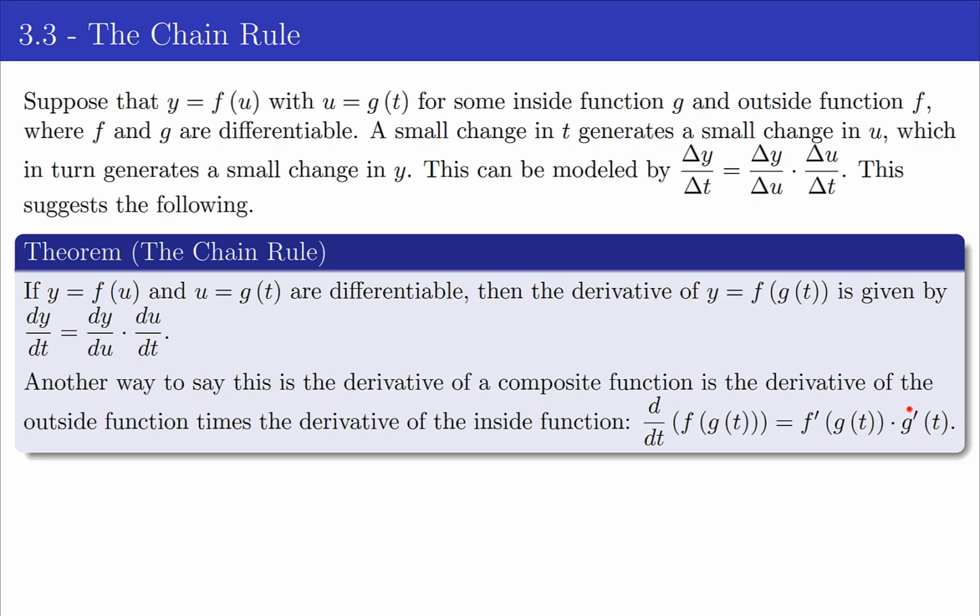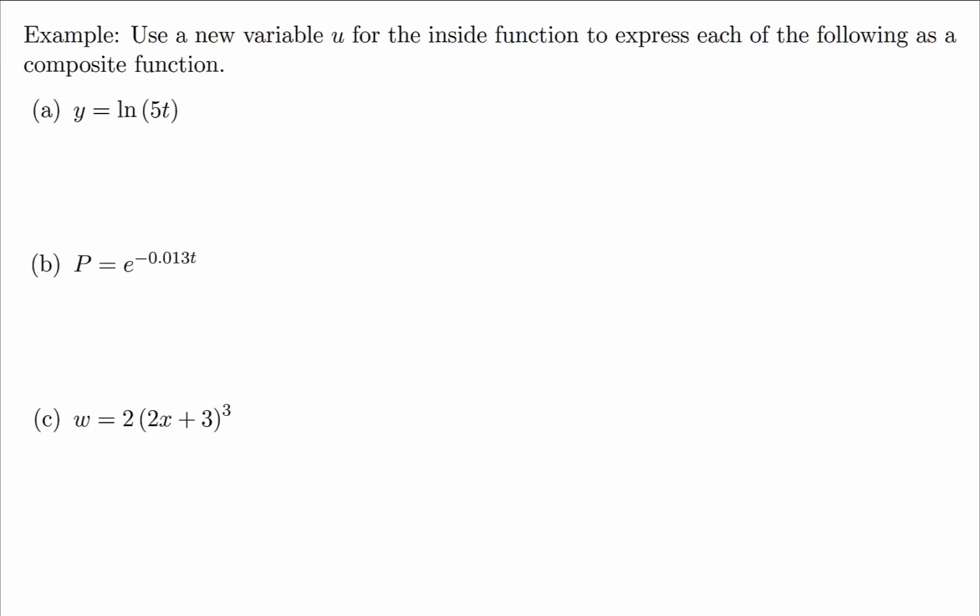This topic is best given by example, so let's first talk about the splitting just a little bit. Let's find a value u that represents the inside function, so that then y is a function of u, but it's also a function of t because u is a function of t. So the first one is the natural log of 5t. Basically what I'm looking for is a split point. What is a good outside and what is a good inside?